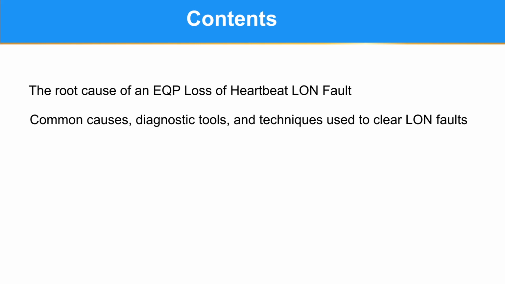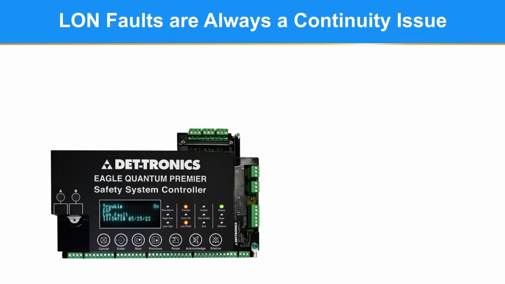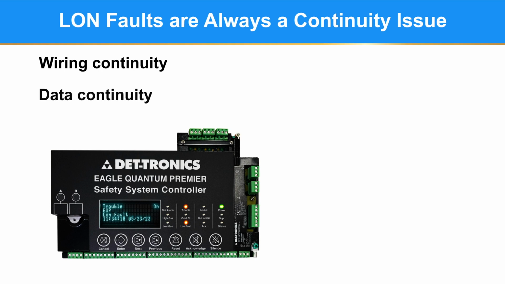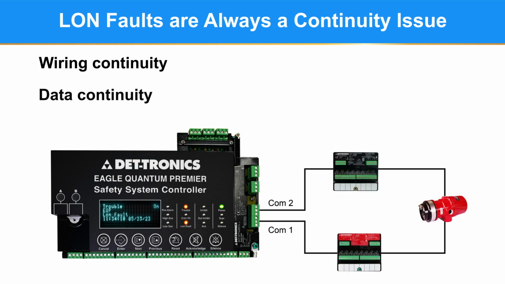Let's get started. LON faults are always caused by continuity issues. A LON fault can be initiated by an issue with either wiring or data continuity. You should already know that the EQP system uses a ring topology. The ring starts and ends at the EQP controller, which is perfect for continuity checks.